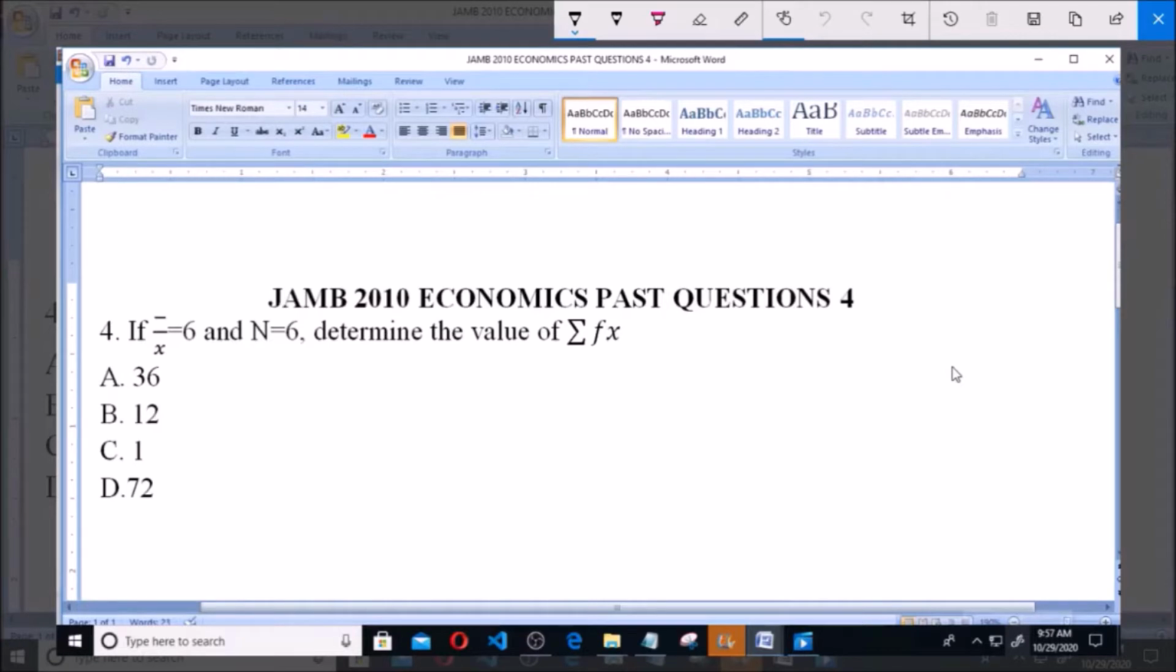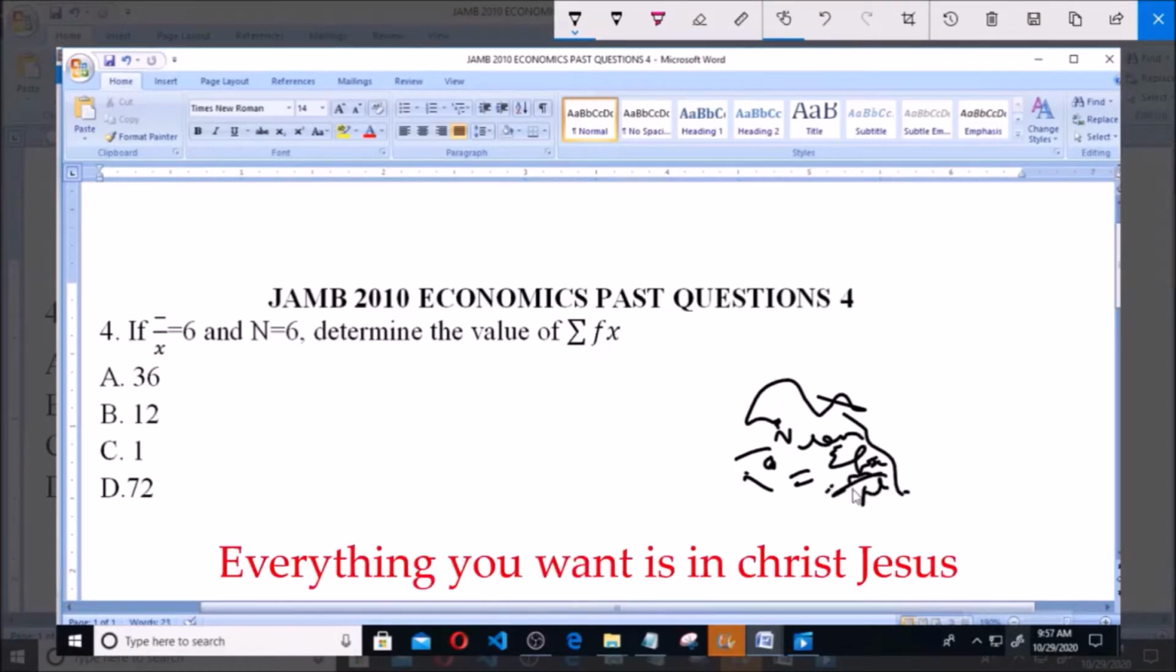JAMB 2010 Economics Past Question 4. If x bar is equal to 6 and n is equal to 6, determine the value of summation f of x. We do that by using the formula for x mean, which is x bar equals summation f of x over n. Now we don't have summation f of x, which is the unknown we're looking for.